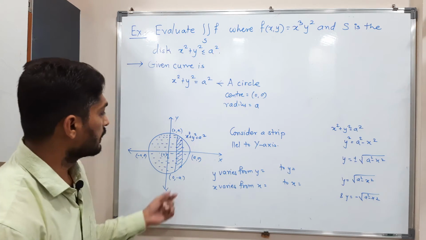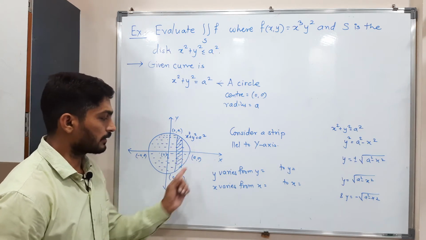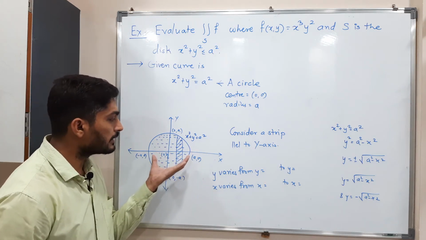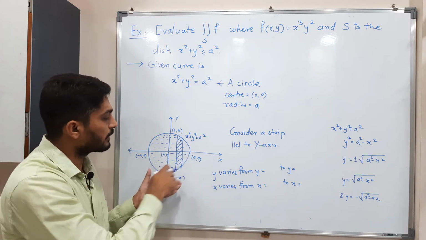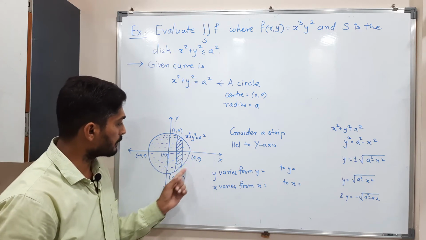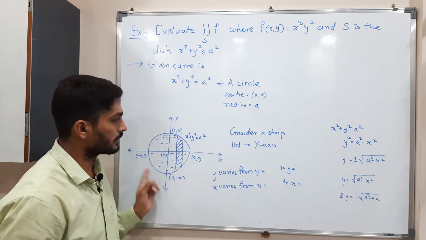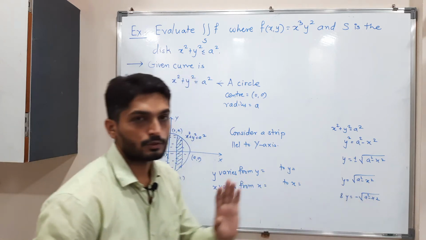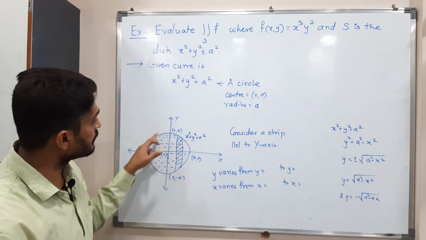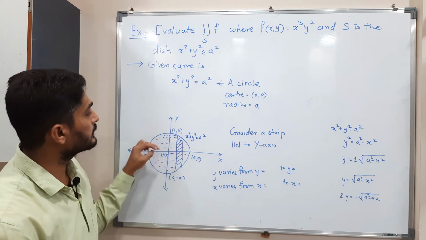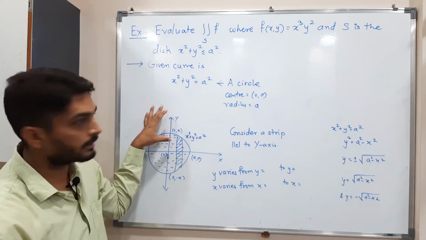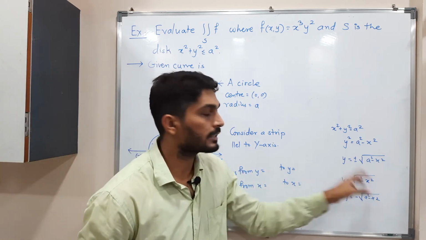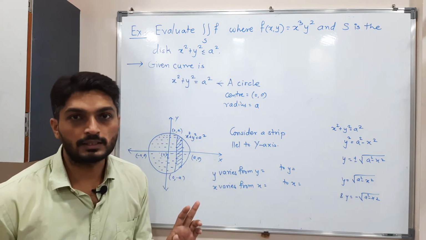See, when you talk about this part of the circle, it lies in the negative part of the y-axis, getting? So the equation of this part, the lower half circle, is y is equal to minus root. And when you talk about this part of the circle, it lies in the positive part of the y-axis. So its equation will be y is equal to root a square minus x square. Is it clear to you?